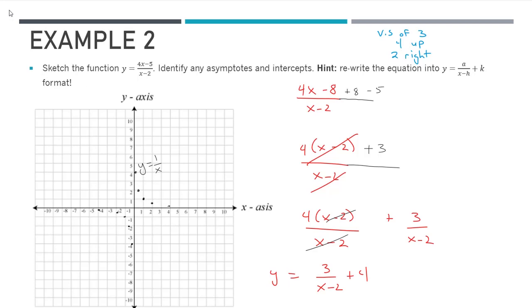Okay, so let's go and look at our graph then. I'll do the asymptotes first. I think it's helpful to see where those end up when we're sketching it. So if I'm going to go up 4 with my asymptote, we're going to end up here at y equals 4. And then I'm going to go 2 to the right with my vertical asymptote.